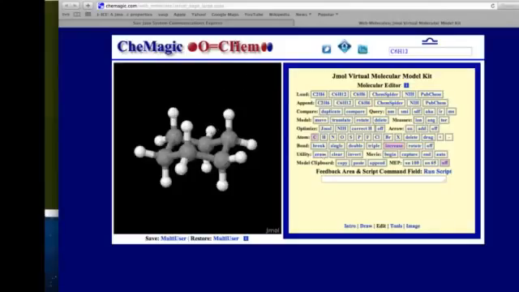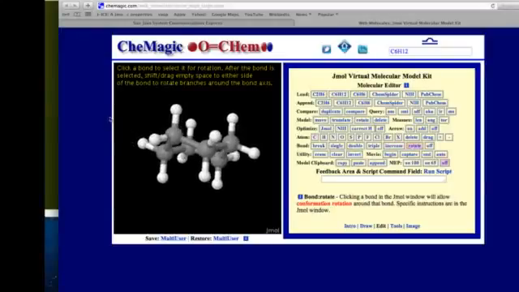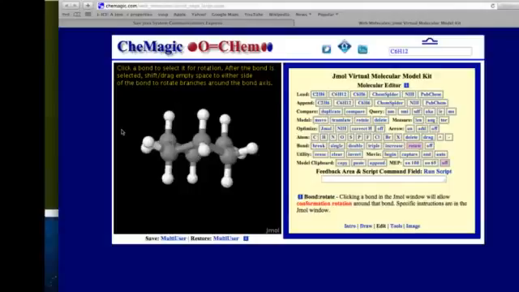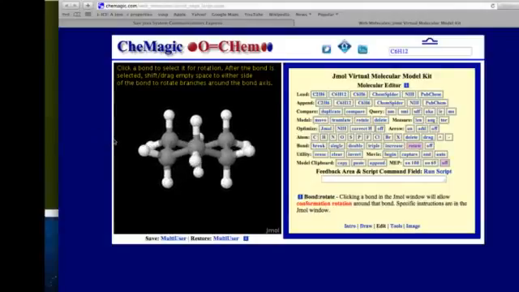The OChem Magic Virtual Molecular Model Kit also has a cyclohexane C6H12 that can be loaded, and you can rotate around and look at from multiple angles. Again, you can see the chair-like conformation, and I want you to notice specifically there are some hydrogens in the chair that go up, some that go down, and some that are around the middle. These hydrogens have unique roles in the cyclohexane chair.